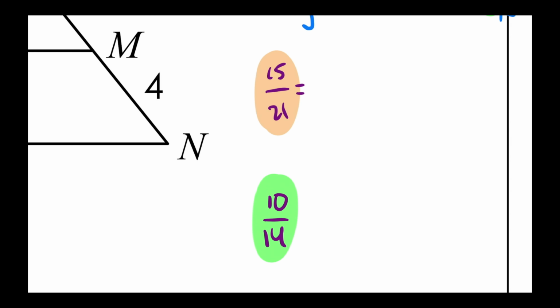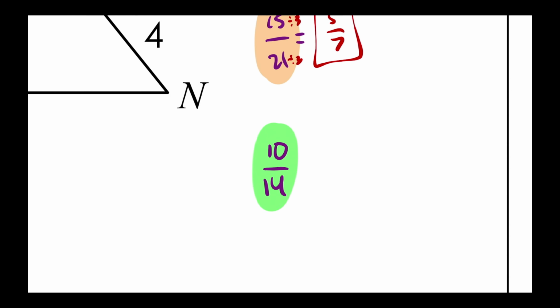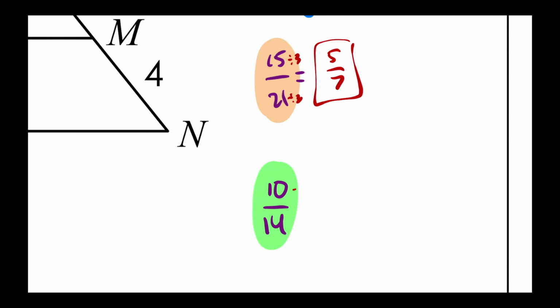Okay, thank you. We can divide it by 3, so we get 5 over 7. Good. What about 10 over 14? We can divide both of those by 2 to simplify. So we get 5 over 7.